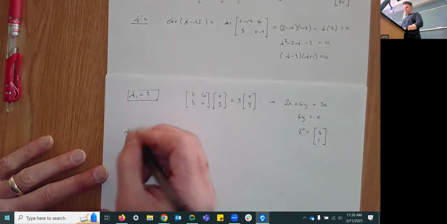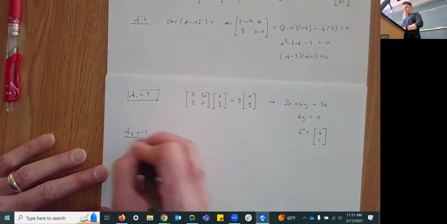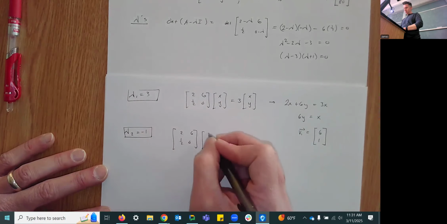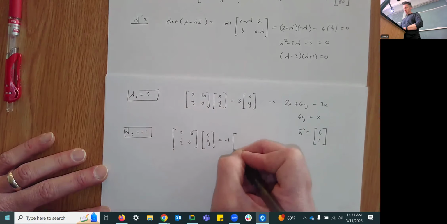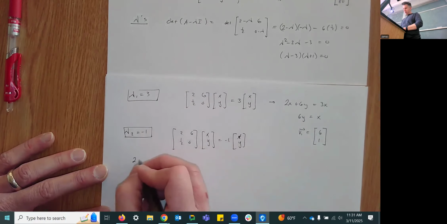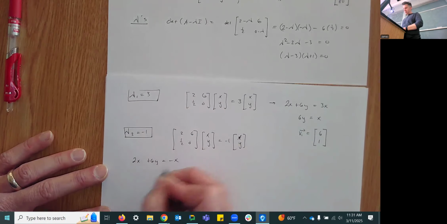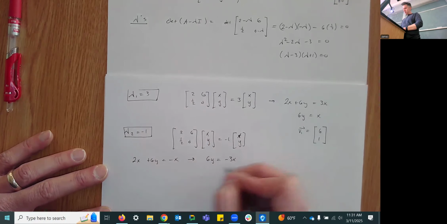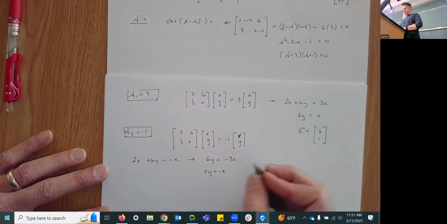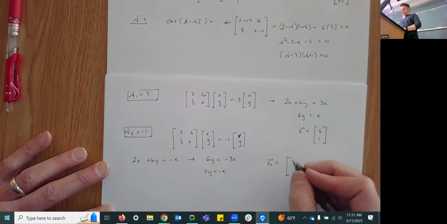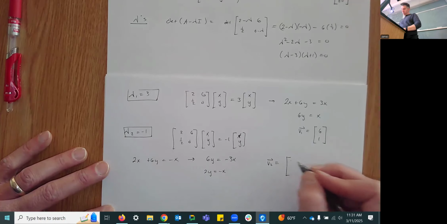For lambda 2 equal to the other value, which is negative 1, same deal. 2, 6, 1/2, 0 times our unknown vector equal to negative 1 times our unknown vector. So now I'm going to have the equation 2x plus 6y equals negative x. We're going to subtract 2x from both sides. 6y equals negative 3x. 2y equals negative x. So my vector is going to be x equal to 2, y equal to negative 1.